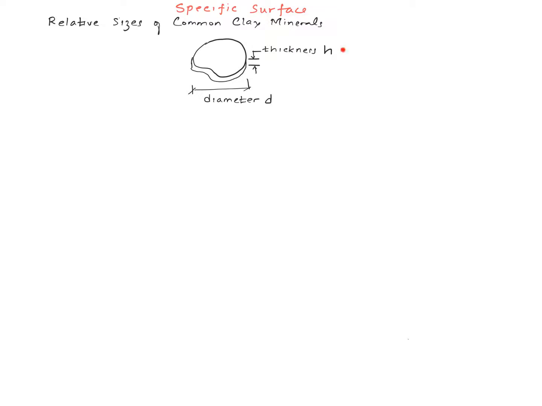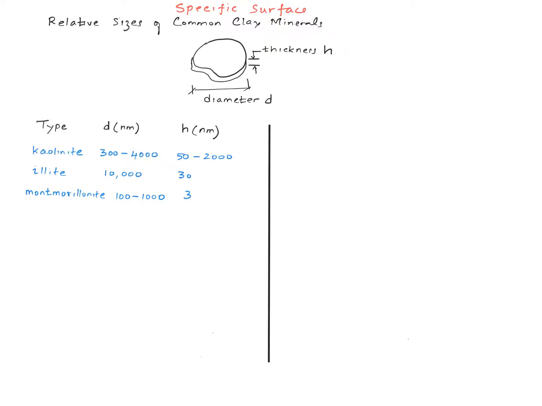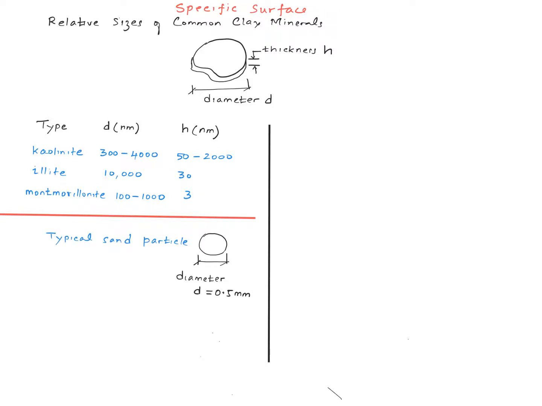Let's look at the relative sizes of common clay minerals. Let me call the thickness as H and the approximate diameter as D. Here's a list of these quantities for kaolinite, illite, and montmorillonite. You can see montmorillonite is the smallest of the three, both in terms of the diameter and the thickness. Let's compare these with the dimensions of a typical sand particle. Approximating its shape by a sphere, a typical diameter is about 0.5 millimeter.